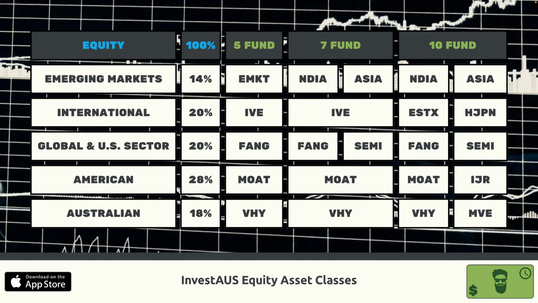And then you can start adding to these portfolios if 5 funds is too boring. So I've made you a 7 and a 10 fund portfolio. The 7 fund portfolio starts to spread your money out in emerging markets between India and Asian technology ETFs. It also starts to spread out your global and US sector into industry ETFs using FANG and SEMI for semiconductors. And the 10 fund portfolio starts to split up your money internationally between Europe and Japan. It starts spreading out your American equities into small cap. And it starts spreading out your Australian equities into mid-cap.